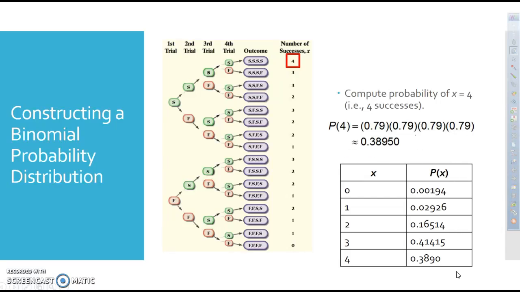And here's our probability distribution table. If you add all these up, of course, they add to 1. They're all between 0 and 1. So this is a good binomial probability distribution.